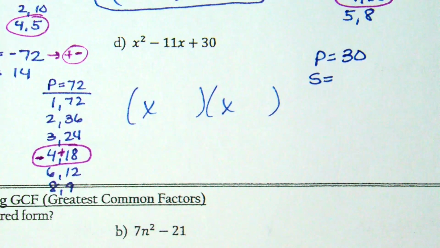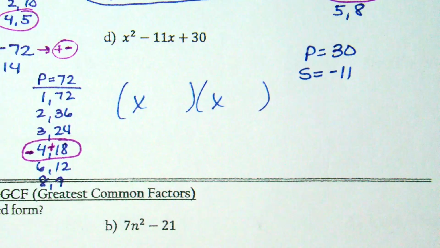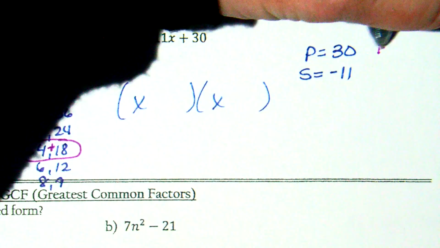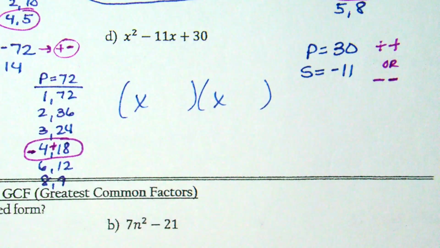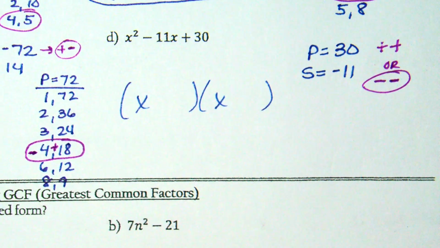negative 11. Now, as we think about this one, it multiplies to be a positive. What are your options for multiplying to be a positive? Double negative or just both positives. Okay, so either both positives or both negatives. Since it adds to be a negative, what's going to have to be true here? Double negative. Okay. So this comes back to grasping your understanding of signs.